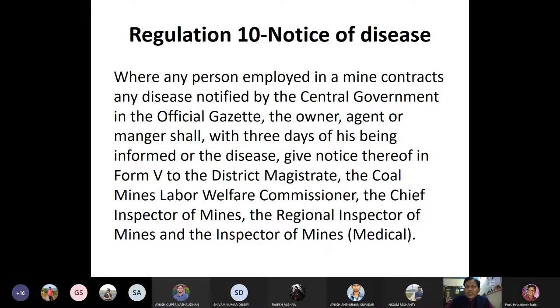Then in the coal mines regulation, there is regulation number 10. Regulation number 10, notice of a disease. Sometimes in the coal mining area, the miners' diseases are developed. If somebody has developed pneumoconiosis or silicosis or any type of disease which is called a miners' disease, then as per regulation number 10, you have to give notice to the district magistrate, to the coal mines labor welfare commissioner, to the inspector of the mines, to the regional inspector of the mines, and the inspector of mines medical section, the medical doctors section, that somebody has developed a disease which is coming under the miners' diseases.